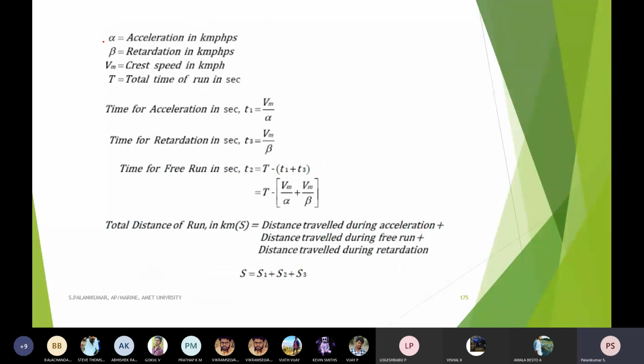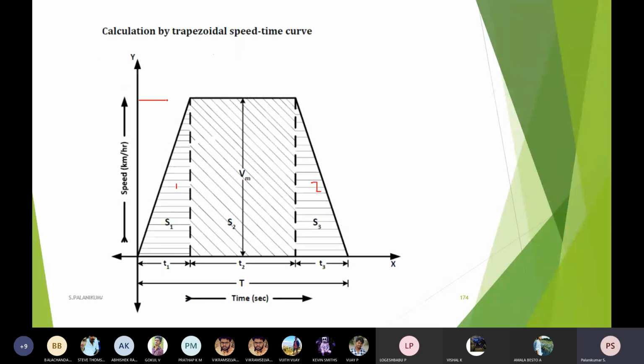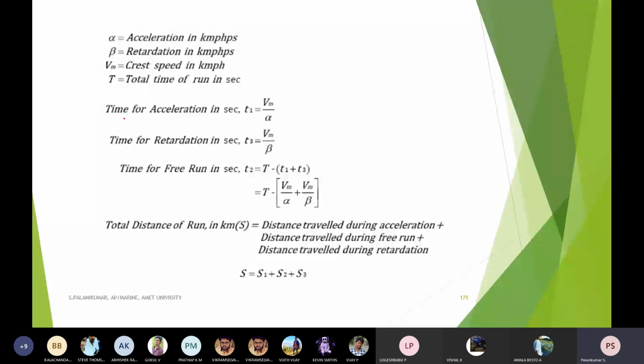So I am taking alpha as the acceleration in kilometer per hour per second, beta as the retardation in kilometer per hour per second, and Vm as the crest speed in kilometer per hour. That is the maximum speed, usually happening here. T is the total time for run in seconds. So how much time is taken for acceleration? T1 is nothing but Vm by alpha. And how much time is taken for retardation in seconds? T3 is nothing but Vm by beta.